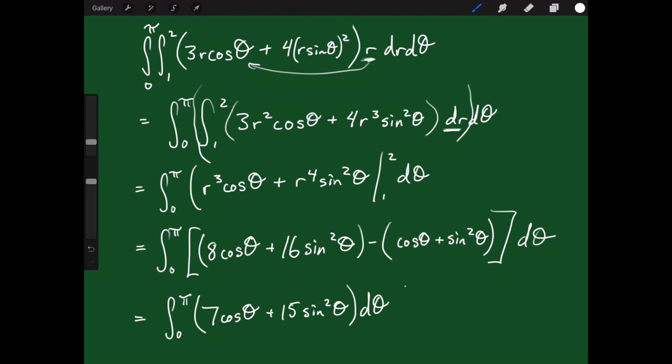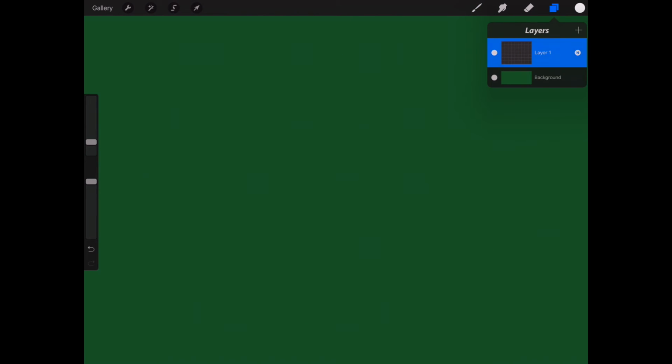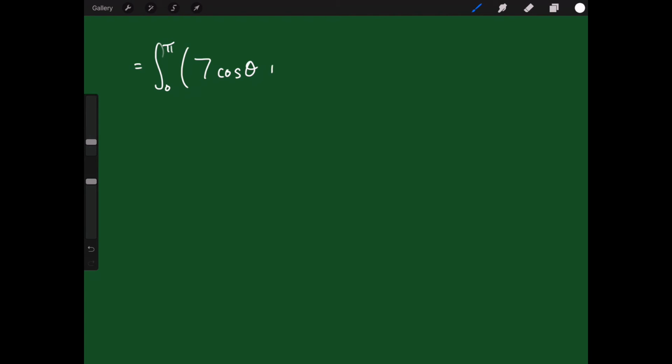All right. Now, I know the antiderivative of cosine theta easy enough. The antiderivative of sine squared theta, I actually need to use a half angle identity. So let's do that. I'm going to rewrite. So using a half angle identity instead of that sine squared of theta, I'd get that this is equal to the integral from 0 to pi of 7 cosine of theta plus 15 times (1 minus cosine of 2 theta) over 2, all of that d theta.